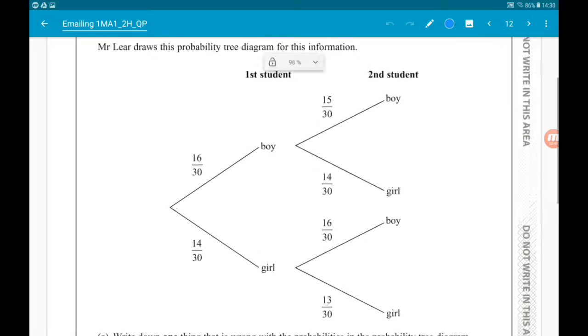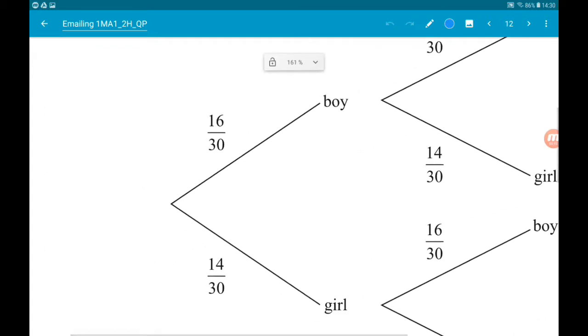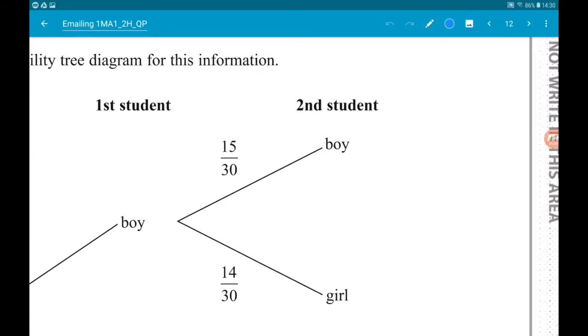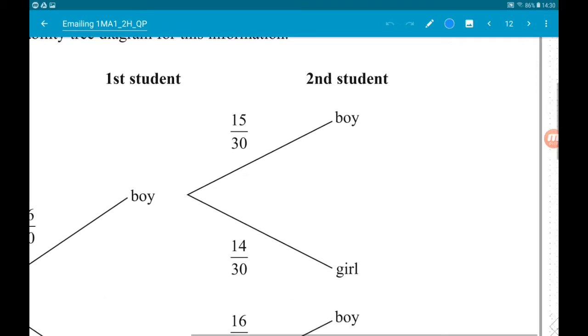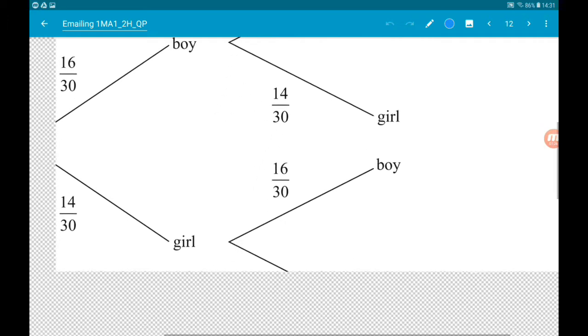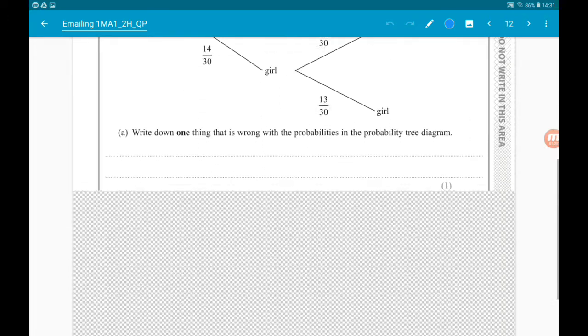Okay, so let's look at the first one. So we got boys, 16 out of 30, girls, 14 out of 30, that's cool. So the probabilities are right for his first selection. For the second though, if he's already chosen one person, there's one less person to choose from. So these probabilities are wrong. So they should be out of 29, not out of 30. So that is the one thing wrong.